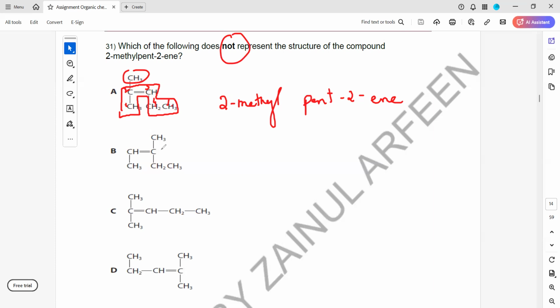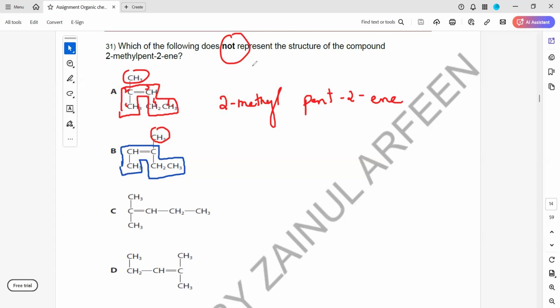Again, we select the longest carbon chain. Again, 3 ends are there. And we have to include the double bond because the double bond is a functional group. If I count from here, 1, 2, 3, 4, 5. So this is a branch. What is not selected is considered a branch.